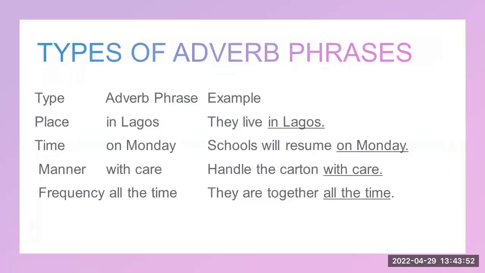So here we want to look at types of adverb phrases in order to round off this lesson. There are different types of adverb phrases, and let's look at them one by one. Now, the first type of adverb phrase is an adverb phrase of place, and one example is in Lagos. This is a prepositional phrase, but functionally, as earlier explained, it forms an adverb phrase. For example, they live in Lagos.